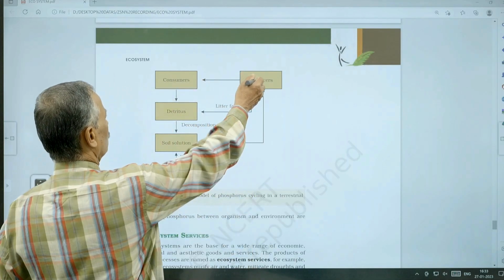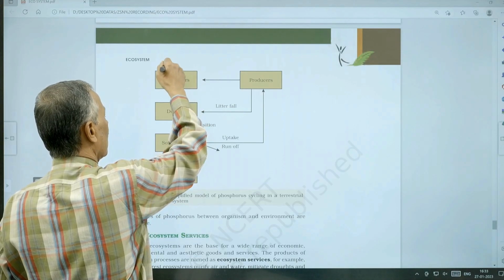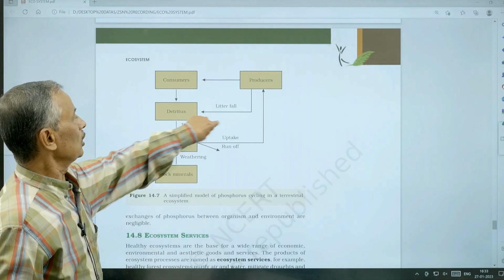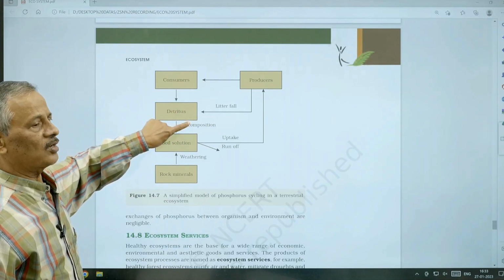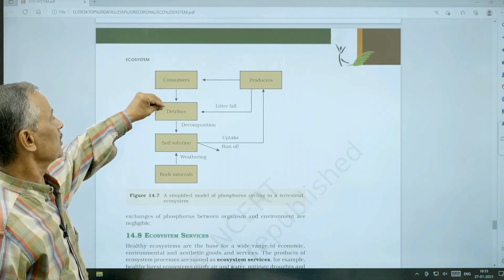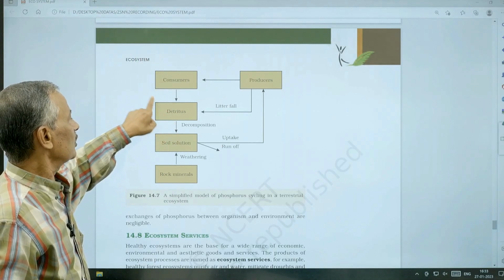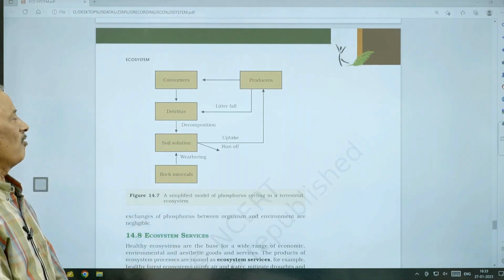And from producers, by consuming, they will reach the food chain, and consumers. Detritus will be getting them through the litter fall. Litter fall means the dead bodies or other fecal materials that are falling on the earth's surface. They will be reaching again the earth's surface or soil surface, and the detritus there will decompose them and again make them available in the soil.